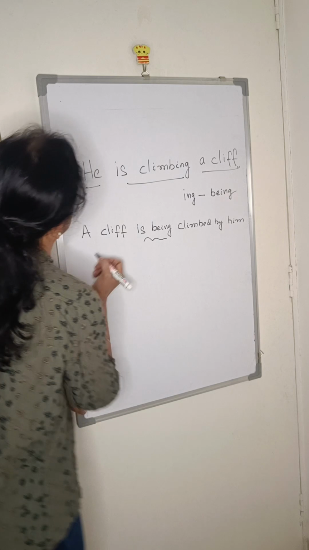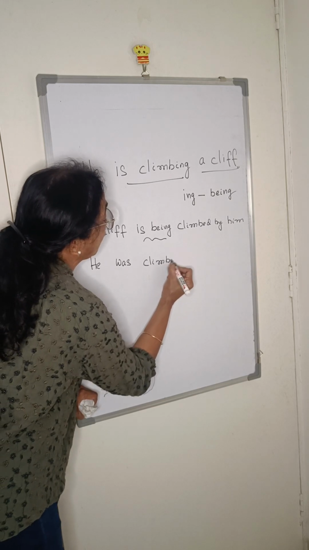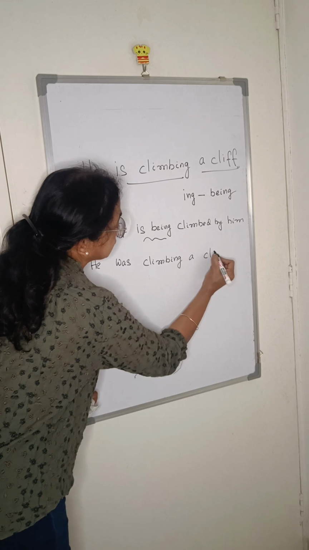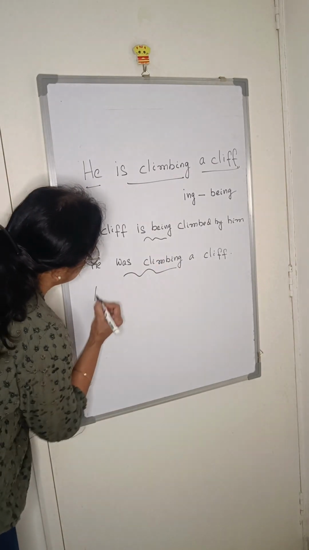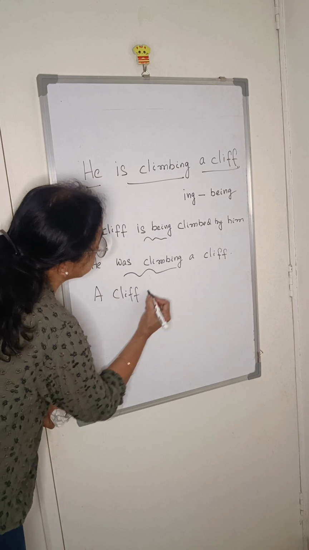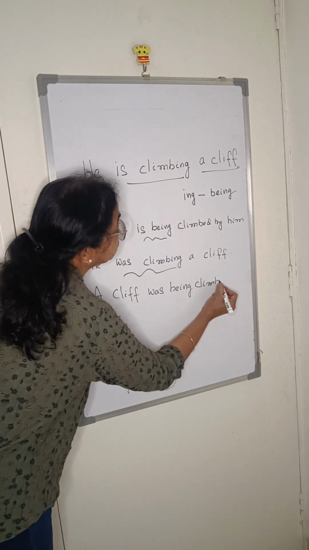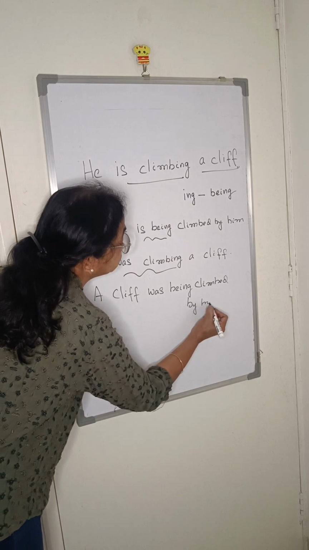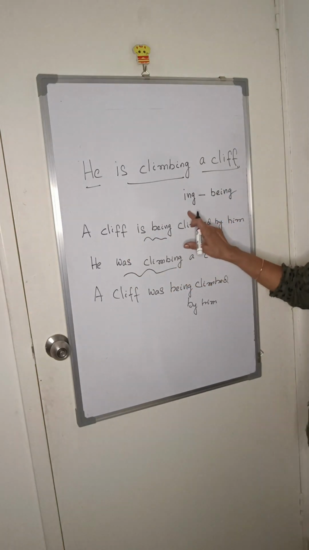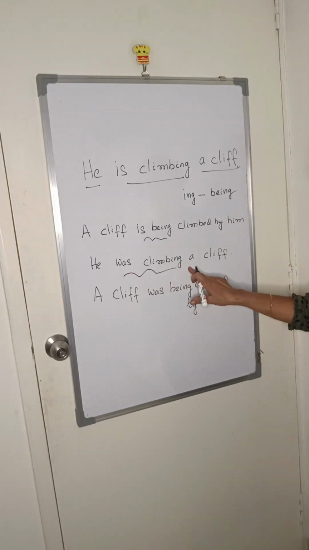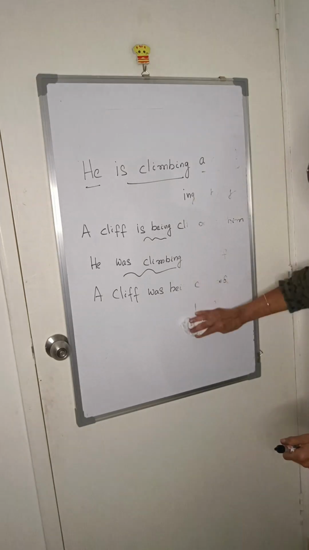Suppose past continuous tense. He was climbing a cliff. So here, past continuous tense: a cliff was being climbed by him. So he is climbing a cliff, a cliff is being climbed by him. When "ing" comes, being will come. He was climbing a cliff, a cliff was being climbed by him. Okay, understood? Now let's go to present perfect tense.